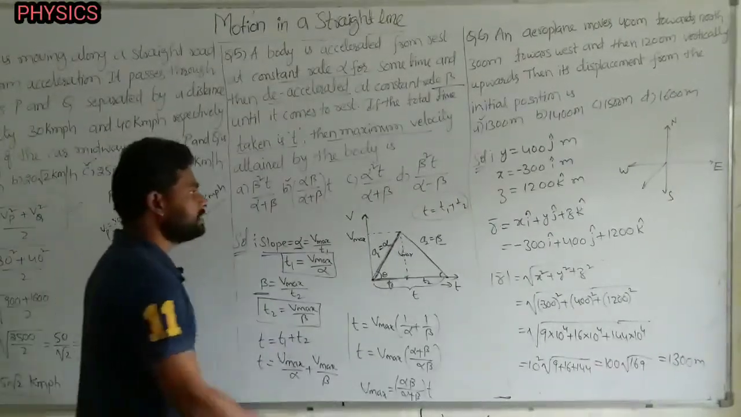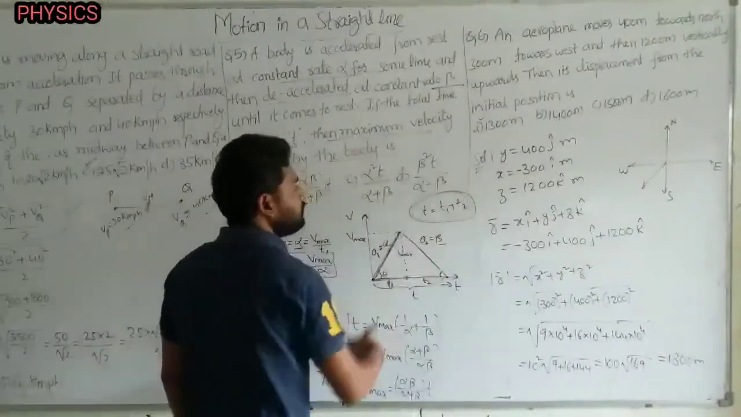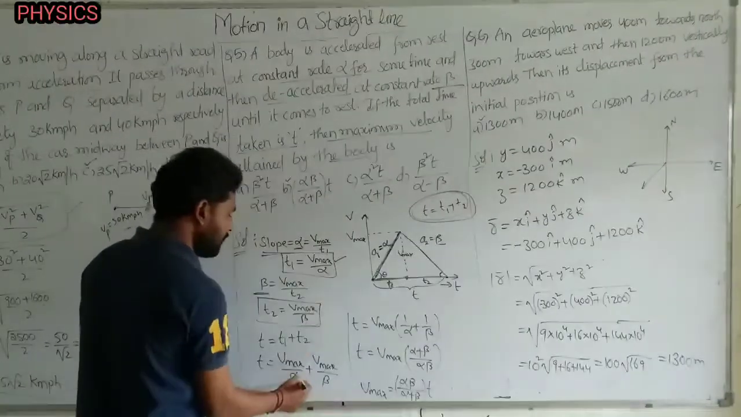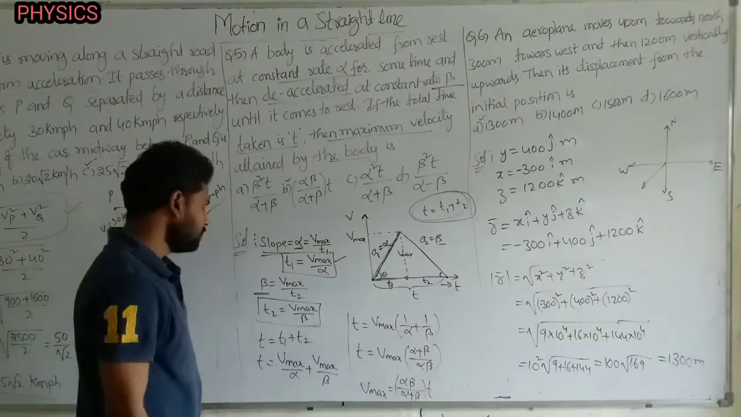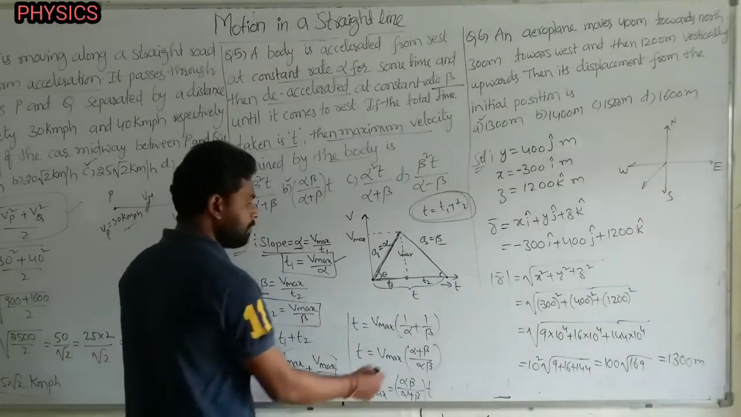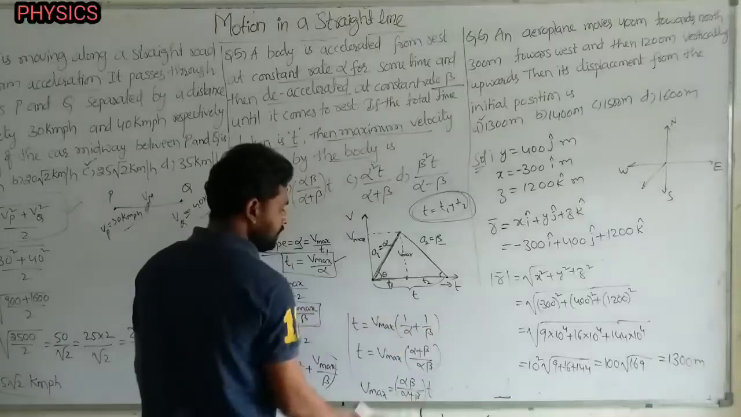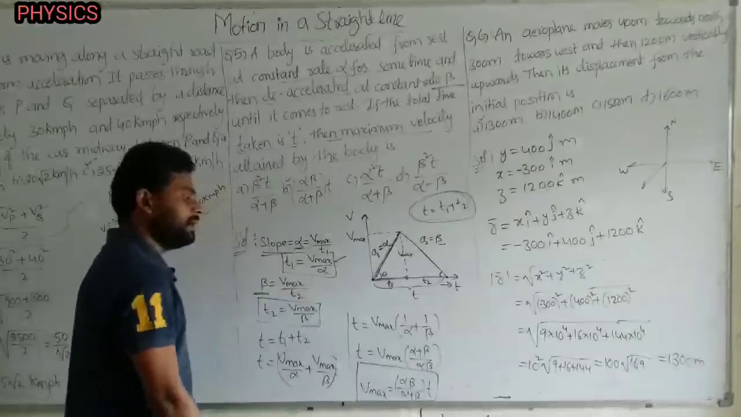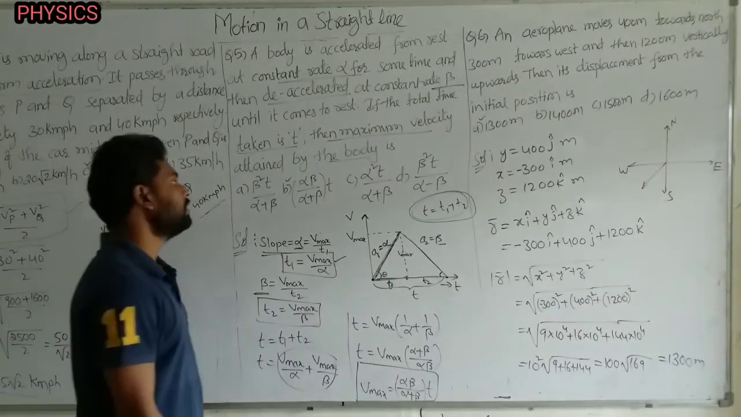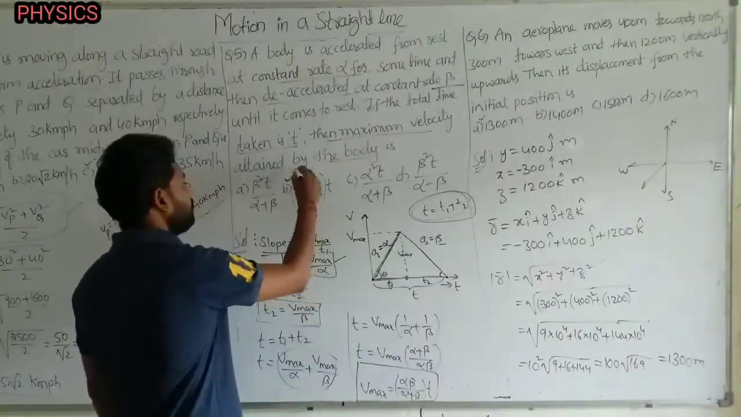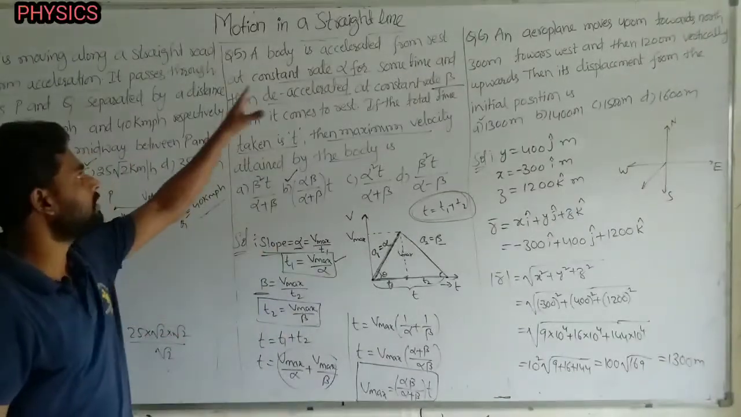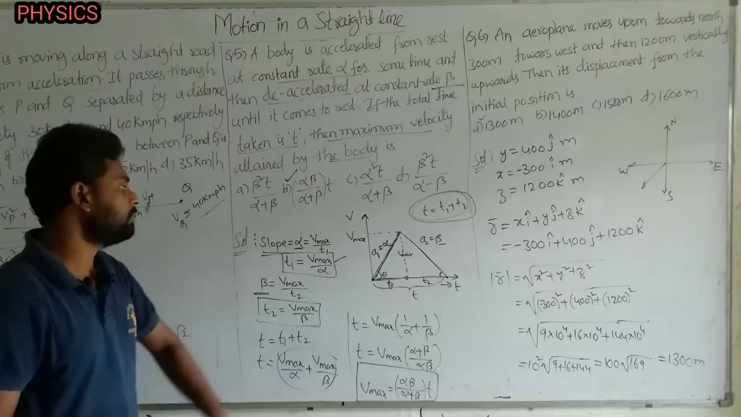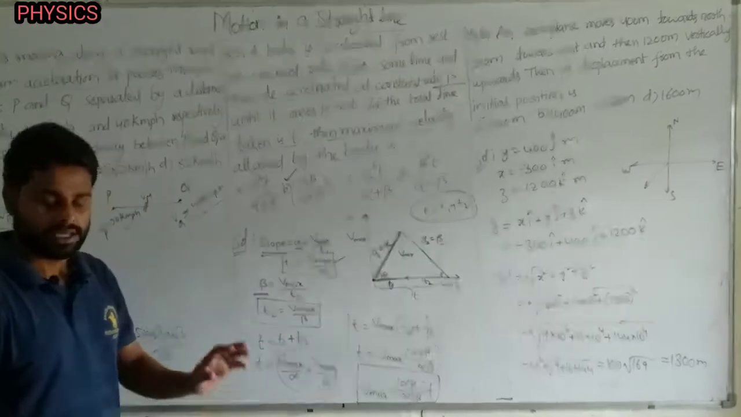The next condition is total time t equals t1 plus t2. Substituting the t1 value we found, Vmax by alpha, and t2, Vmax by beta, Vmax is common, so we get 1 by alpha plus 1 by beta. Simplifying and sending it to the other side, we get Vmax equals alpha beta by alpha plus beta, into t. So if we get the acceleration for some time and deceleration for some more time, and they are asking for the maximum velocity, then going through the graph we will get it very easily.